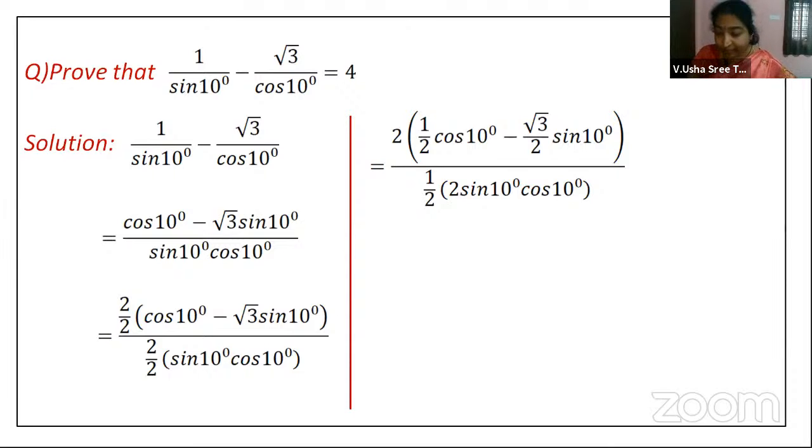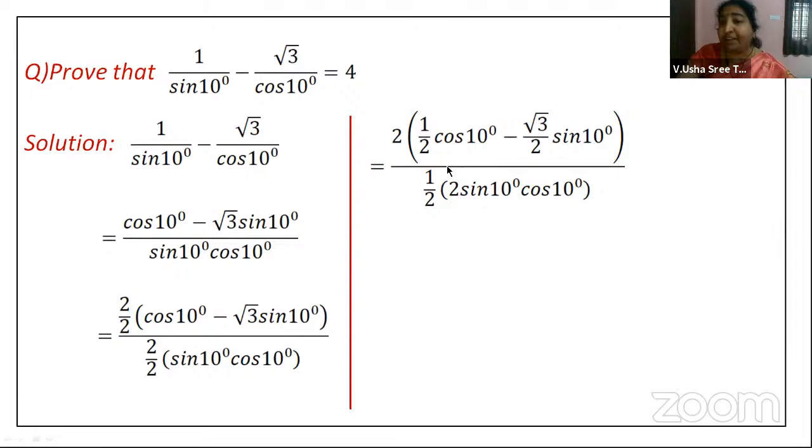Now how to go with it? Now 1 by 2, half. Where do you get half, children? Sine 30 you will get and cos 60 also. At the same time, where do you get root 3 by 2? Root 3 by 2 you will get when you have sine 60 degrees and cos 30 degrees.